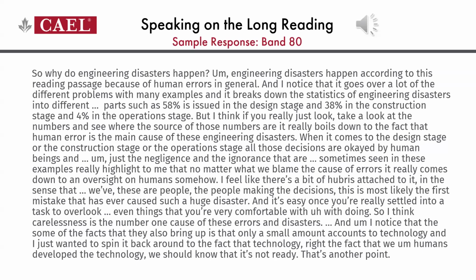When it comes to the design stage or the construction stage or the operation stage, all of those decisions are okayed by human beings. And just the negligence and the ignorance that are sometimes seen in these examples really highlight to me that no matter what we blame the cause of errors, it really comes down to an oversight on humans. Somehow, I feel like there's a bit of hubris attached to it, in the sense that these are the people making decisions. This is most likely the first mistake that has ever caused such a huge disaster. And it's easy, once you're really settled into a task, to overlook even things that you're very comfortable with doing. So I think carelessness is the number one cause of these errors and disasters.